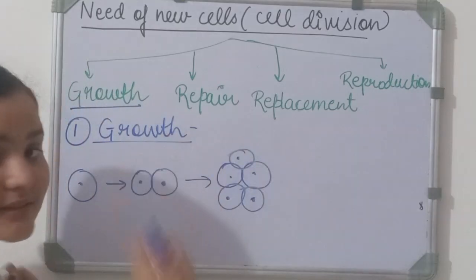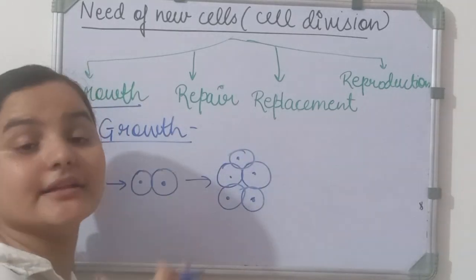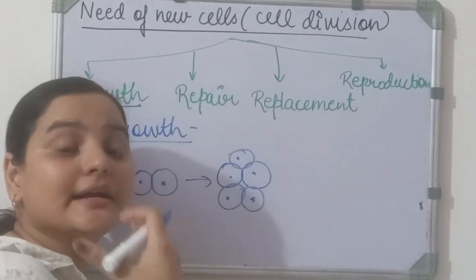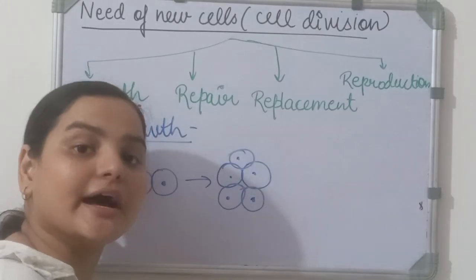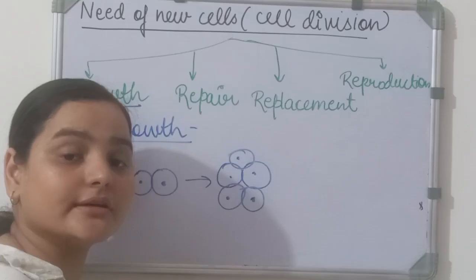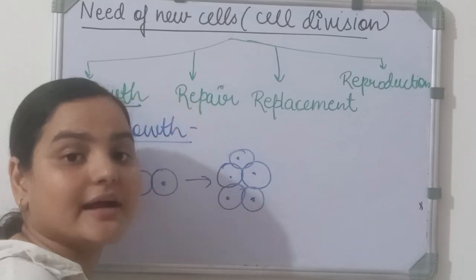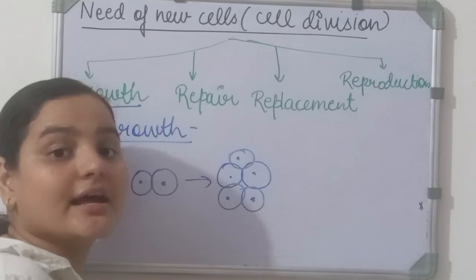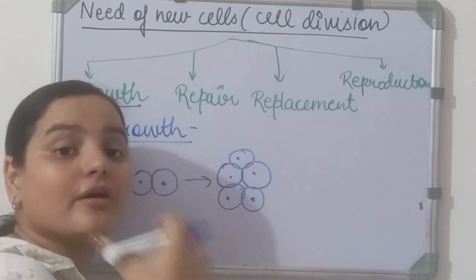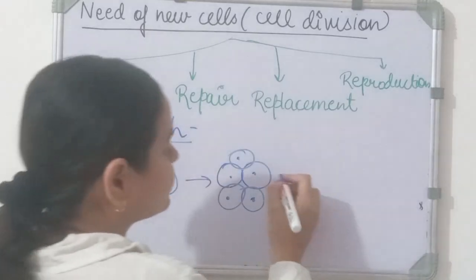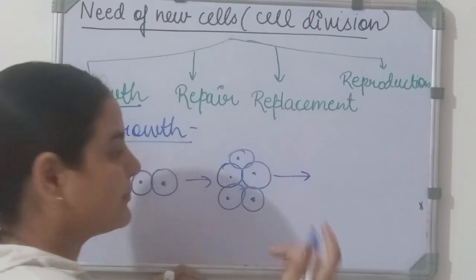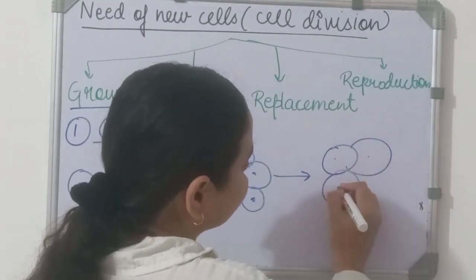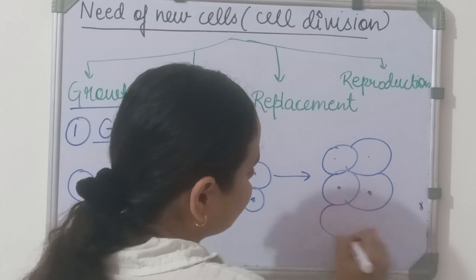Then this cluster of cells divides and grows, and forms special tissues and organs within our bodies. From these organs various systems are formed, like the digestive system, respiratory system, and excretory system. Then the whole individual organism is formed. So that's why growth is very important. These clusters of cells grow and divide.